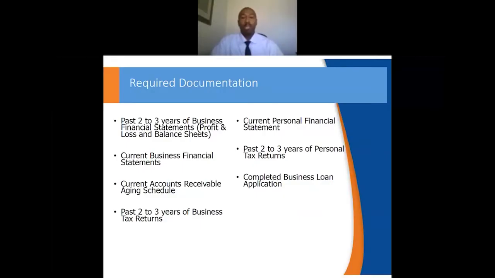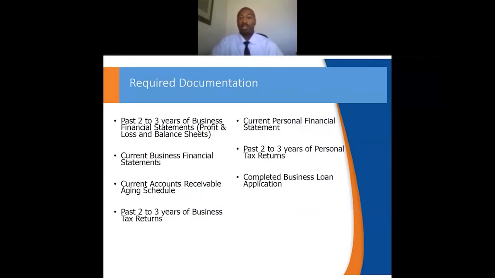The required documentation is the past 2 to 3 years of business financial statements, past 2 to 3 years of profit and loss statements and balance sheets. It's kind of what we're looking for. And then the current year-to-date profit and loss statements and balance sheets, that's the current business financial statements.